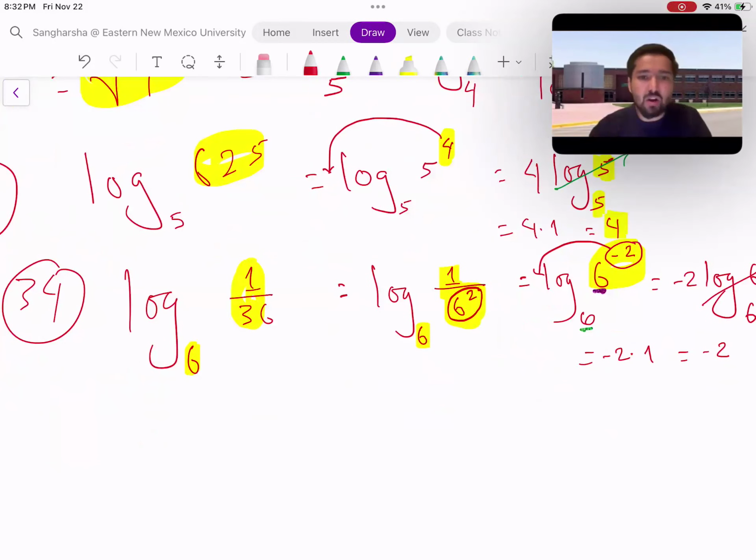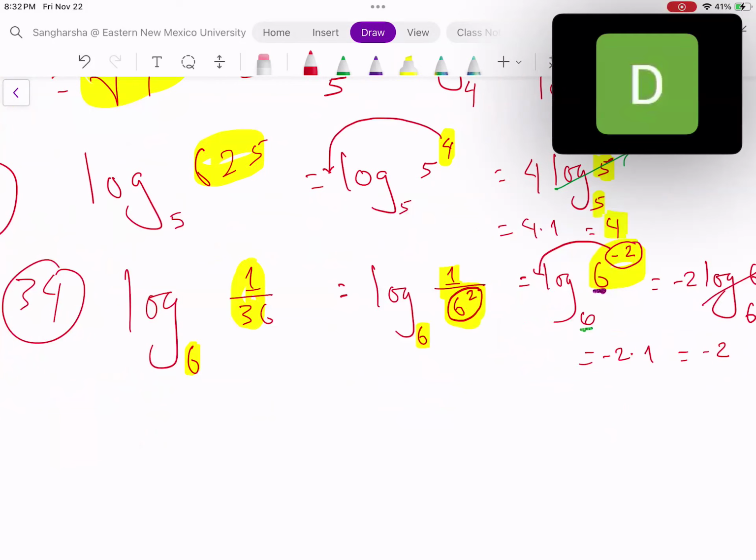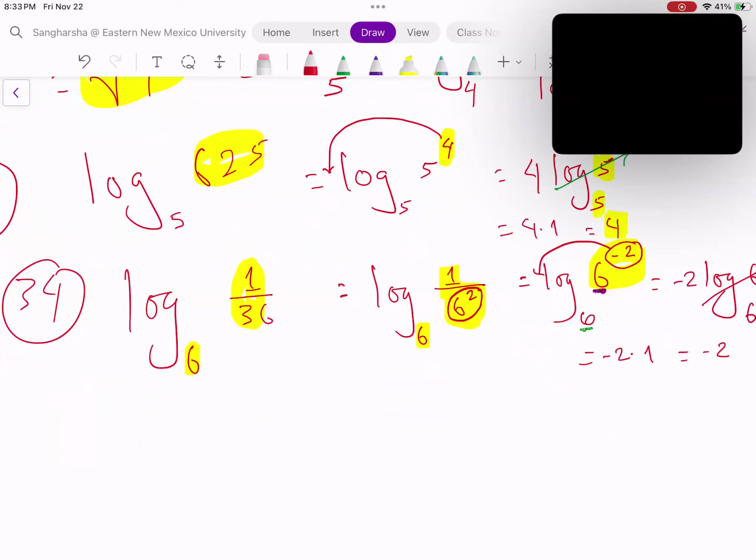35 is log of 81 to a base 9. You should be able to solve it. Now, any question of this type? Can we do 37? Okay, let's do 37 then.